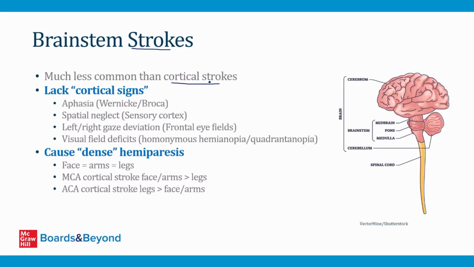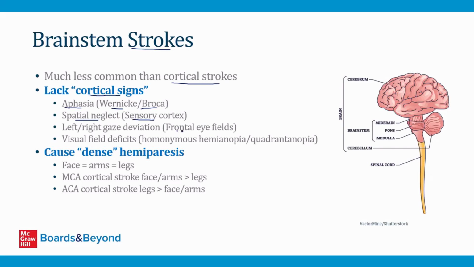You should also know that patients who are having a brainstem stroke will lack cortical signs. These are signs that the cortex is involved. They won't be present in someone who is having a stroke isolated to the brainstem. So what are some of the cortical signs? Well, first of all, aphasia, like Wernicke's or Broca's aphasia, which I explained in other videos. That's a cortical sign. It tells you that the stroke involves the cortex, not the brainstem. Spatial neglect, which is caused by ischemia or stroke to the sensory cortex. That's also a cortical sign.